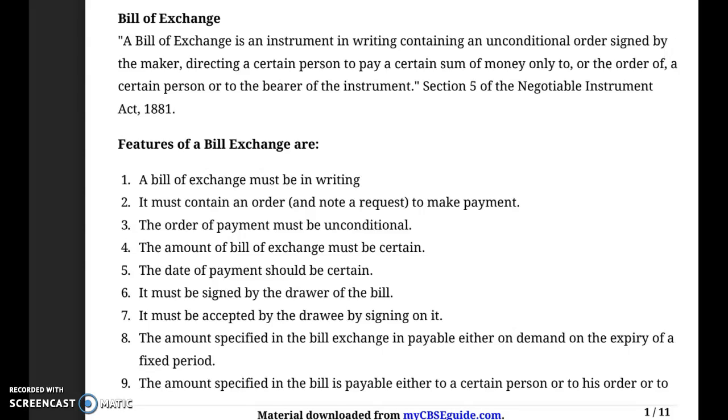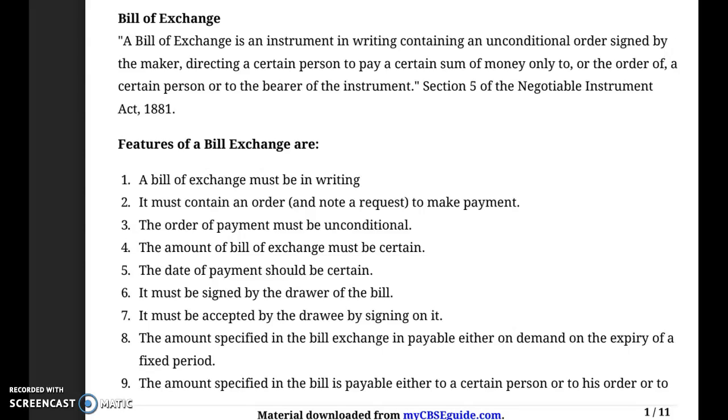And then it must be accepted by the drawee by signing on it. It actually becomes a bill when it is duly signed by the drawee, that is the buyer. Accepted means that he accepts that he has to make the payment to the seller of the specified amount on the specified date, then it will be treated as a bill. So it must be accepted by the drawee. Drawee here means the buyer of the goods.